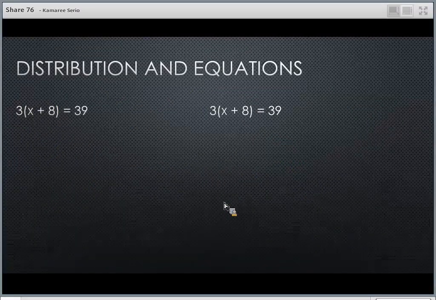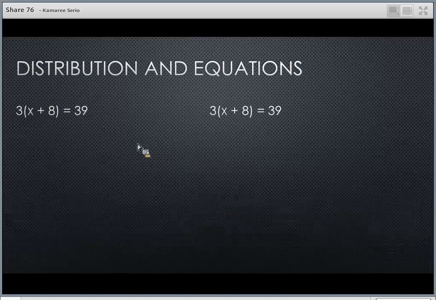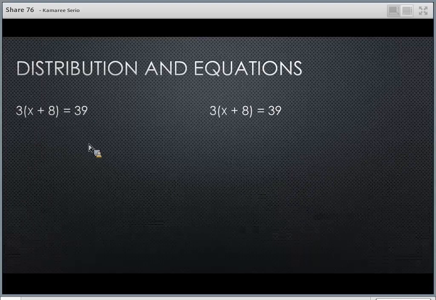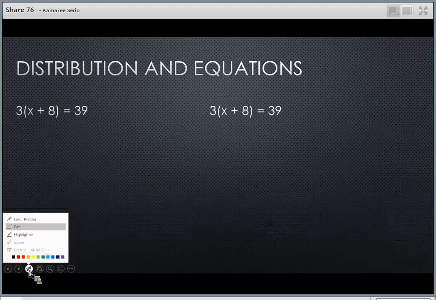Okay, so I think this is 14.2. 14.2 goes over distribution and equations. Okay, so there's 2 different ways you can solve this. Okay, so I'm going to first start with the method that we know.